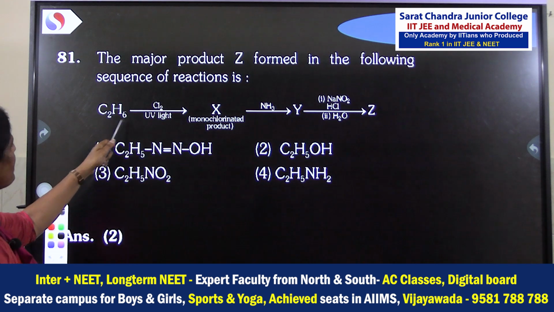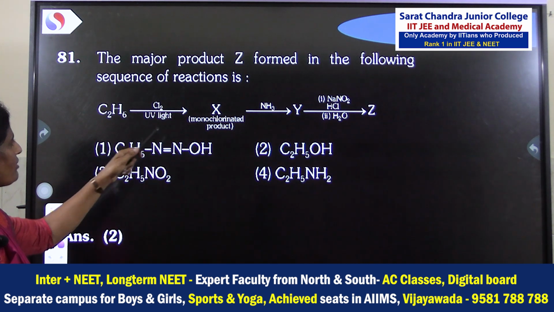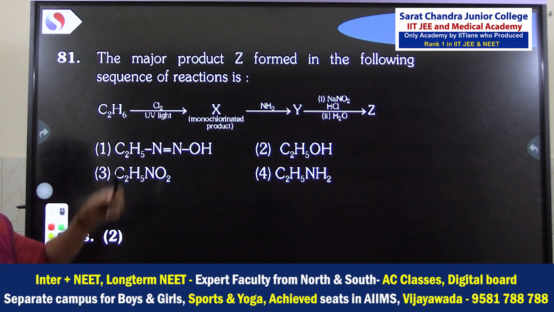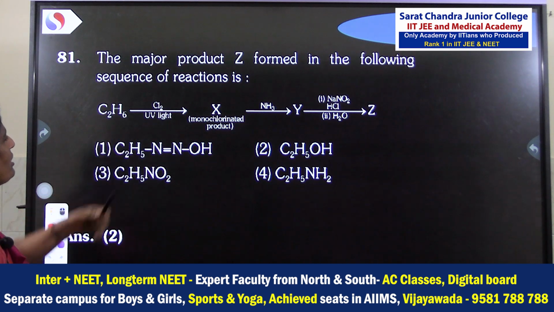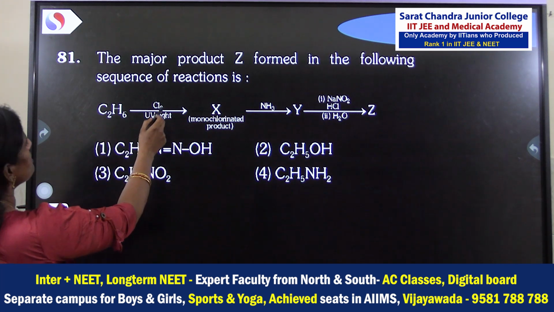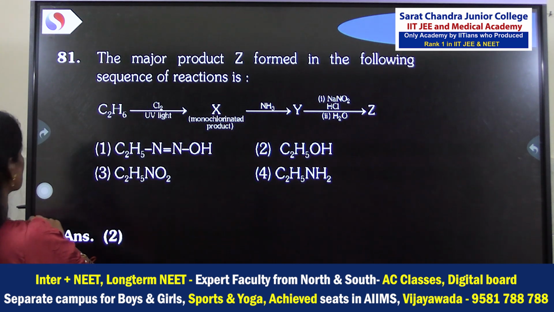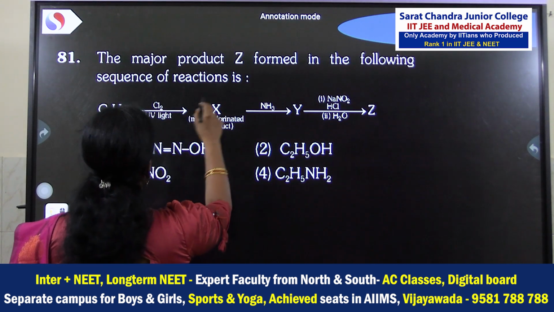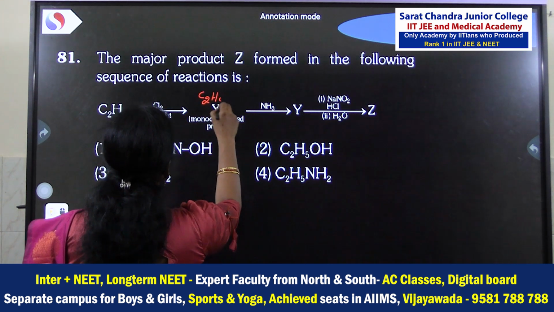When ethane, C2H6, is treated with chlorine in the presence of ultraviolet light, it is an example of free radical substitution. Alkanes undergo free radical substitution. Mostly alkanes undergo substitution reactions, since they are saturated compounds. In the presence of chlorine and sunlight, it forms only the monochlorinated product, C2H5Cl.